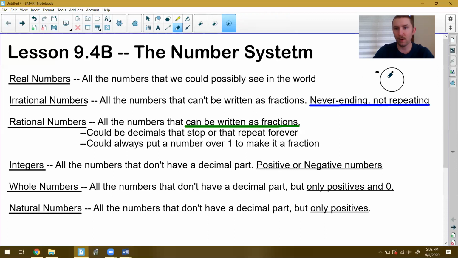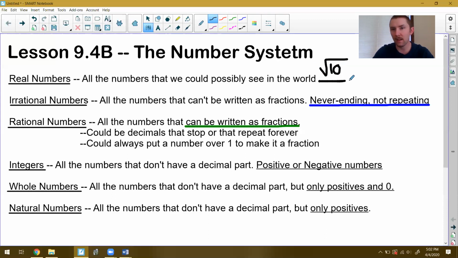Now, I'm also going to point out that if I took the square root of 10, which is an irrational number, and put it over 1, this doesn't count as a fraction, because this square root number is not how we normally see fractions. So when I say turn it into a fraction by putting it over 1, it can't be a square root number or pi or something. We can't do that. So rational versus irrational is all about whether we can make it into a fraction.